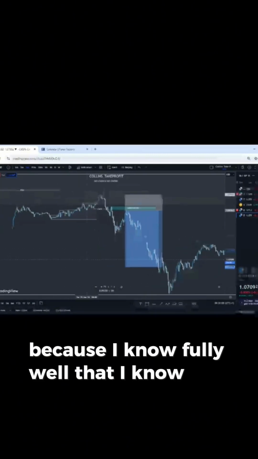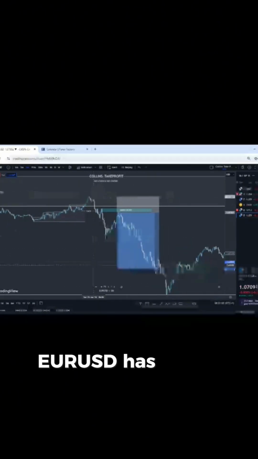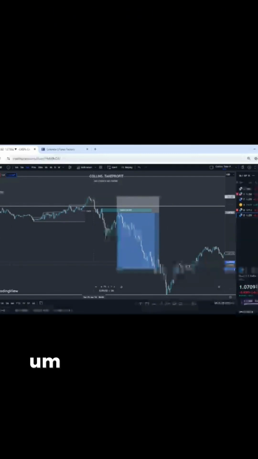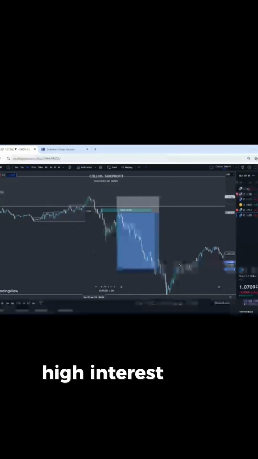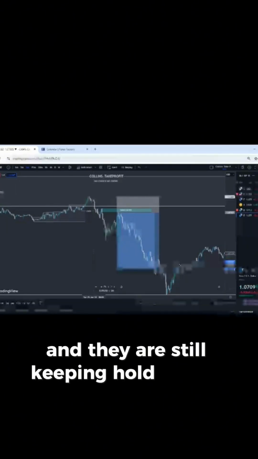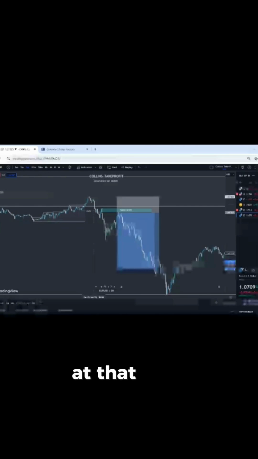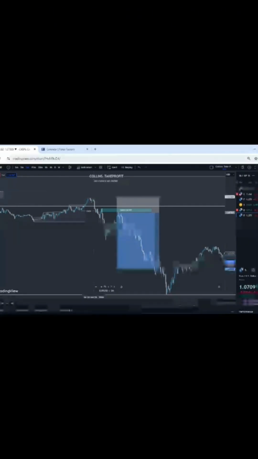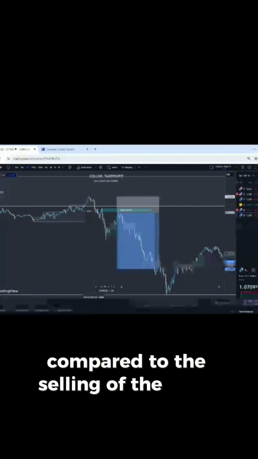the Euro has a lower interest rate because they just cut their interest rates early this month, while the US dollar has a high interest rate, and they are still keeping a hold on their interest rates at that level. So you might have an easier sell-off on the EUR/USD compared to selling the GBP/USD.